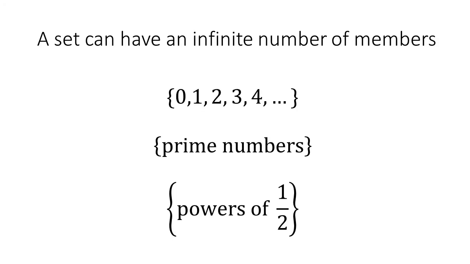A set could also have an infinite number of members. So for instance, the set of all natural numbers, 0, 1, 2, 3, 4, etc., has an infinite number of members. In addition, if we consider the set of prime numbers, there's an infinite number of those. Or if we considered all powers of 2, for instance, 1, 1/2, 1/4, 1/8, and so forth, there's an infinite number of those as well.